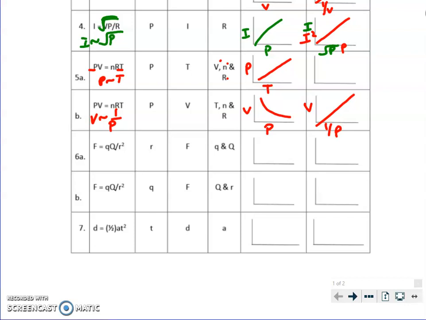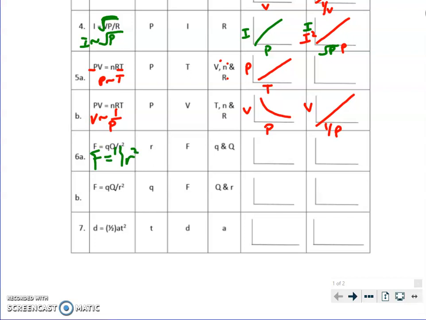Next one. So this looks like maybe an intimidating equation. I don't want it to be. We can keep it simple. So R is our x and F is our y. Little q and big Q are constants, so we ignore those. What we want you to recognize is the r squared is in the denominator. So we have F is proportional to 1 over r squared. So this throws kids off because they see that squared and they automatically assume quadratic, but it's not quite that because the r is in the denominator, right?